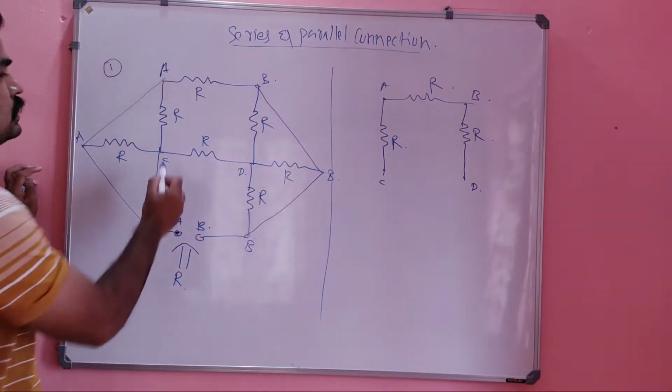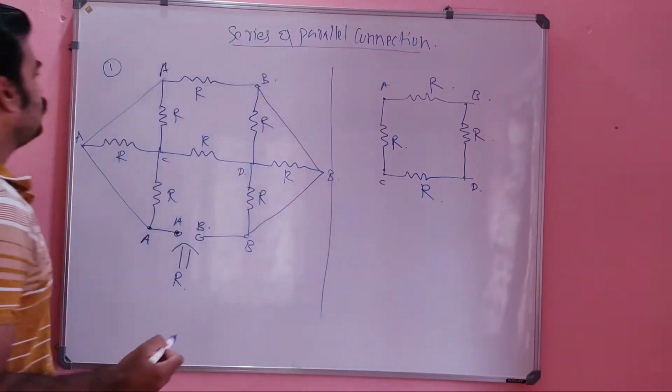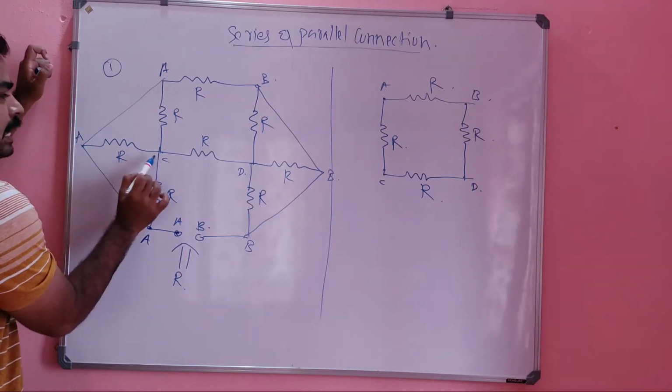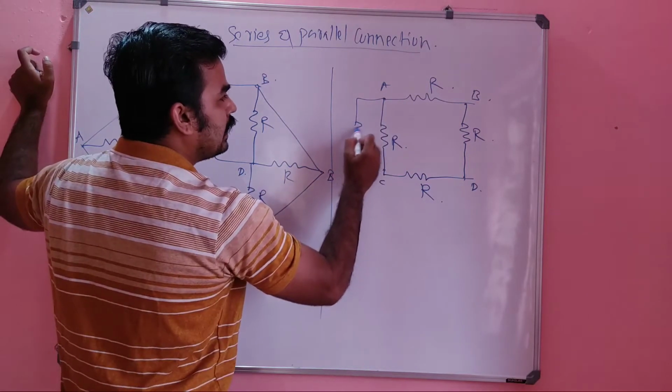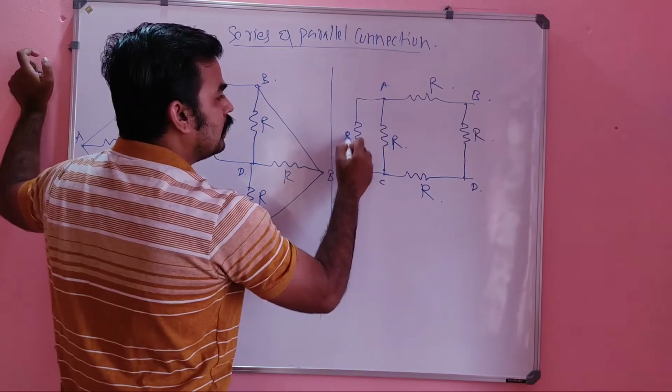And what is the distance between C and D? It is again R. Again, what is the resistance between A and C? See, A and C, it is again R.